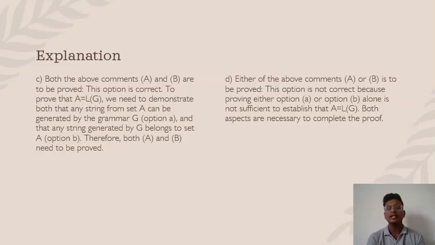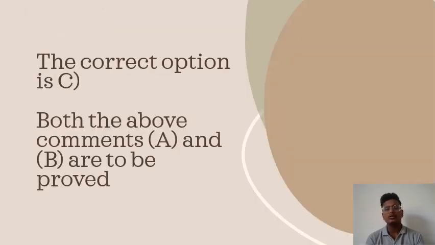So this leaves us with option D, which states that either of the above comments A or B is to be proved. This option is not correct because proving either option A or B alone is not sufficient to establish that A is equal to LG. So here's the answer. The option is C. Both above comments A and B are to be proved.